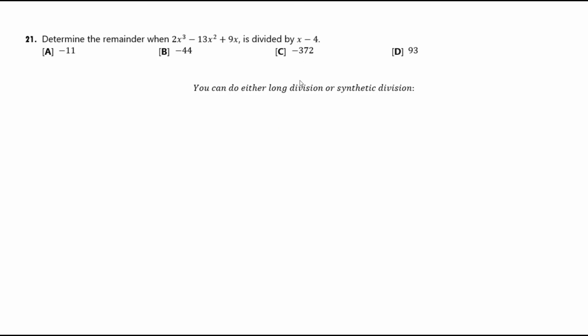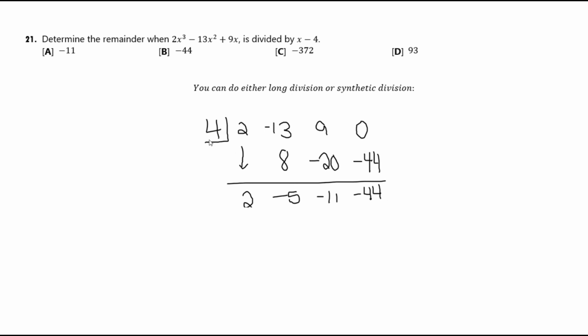All right, number 21, we're going to determine the remainder if we divide by x minus 4. We can either use long division or synthetic. We're going to use synthetic here just to make it easier. Since we are using synthetic, the outside number is going to be 4 because we have x minus 4, which flips signs. On the inside, we have 2, negative 13, 9, and 0.